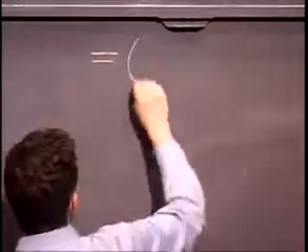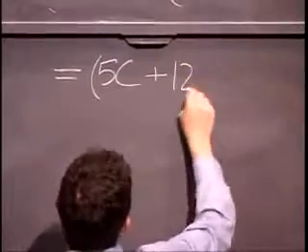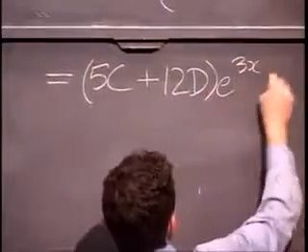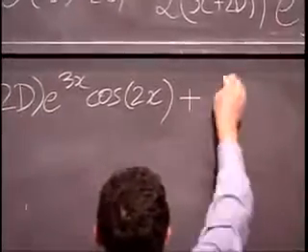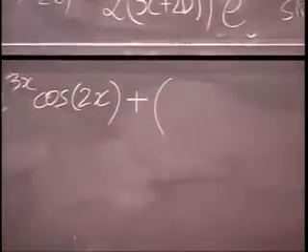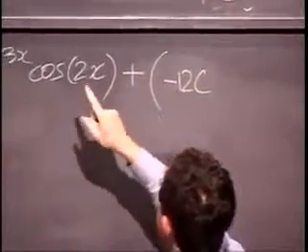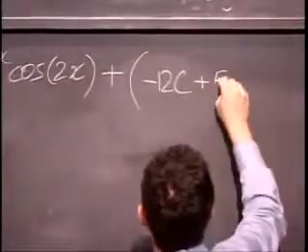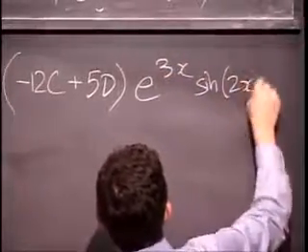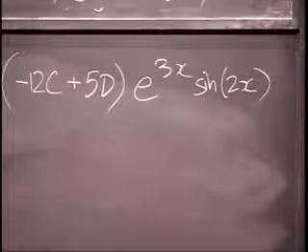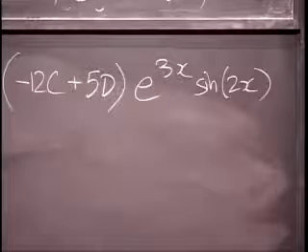So you're going to get 5c plus 12d, e to the 3x cosine 2x, plus, gee, I hope I didn't make a mistake doing this fancy method, minus 12c, and how many d's do I have? 9 minus 4, plus 5d, e to the 3x sine 2x. Okay, so if everything has gone correctly, then I have finally written down the first derivative, the second derivative, as well as the original function.